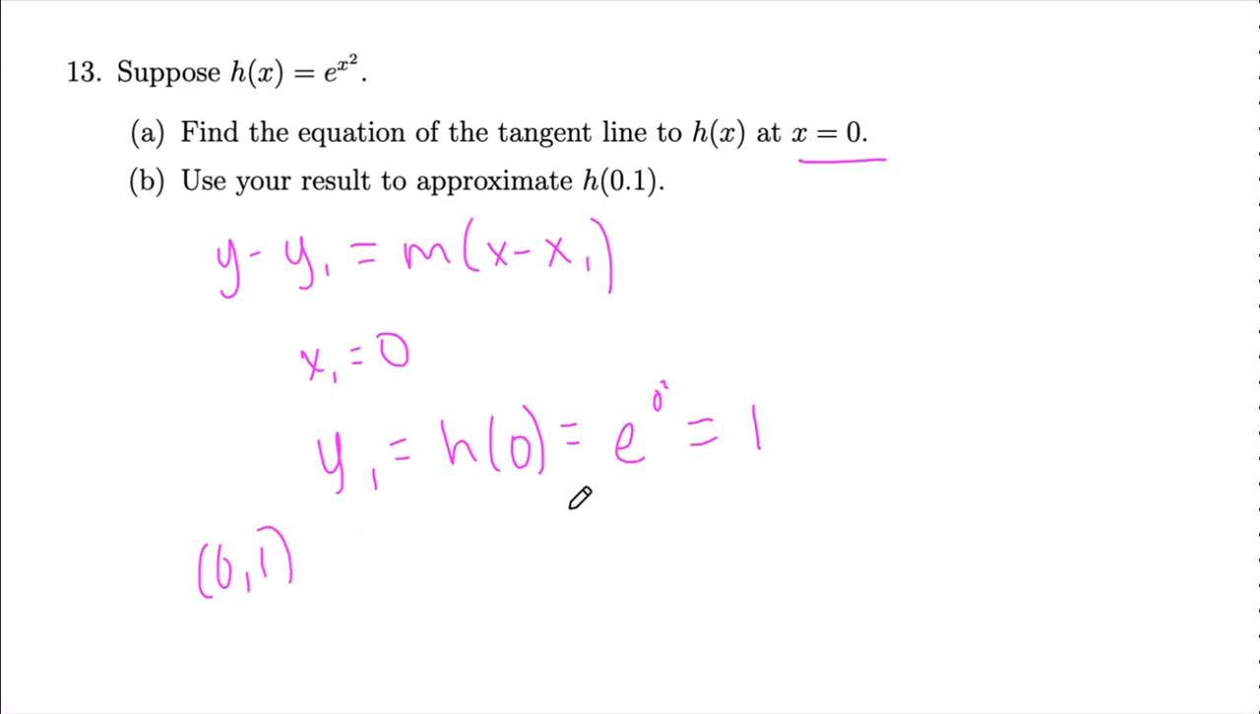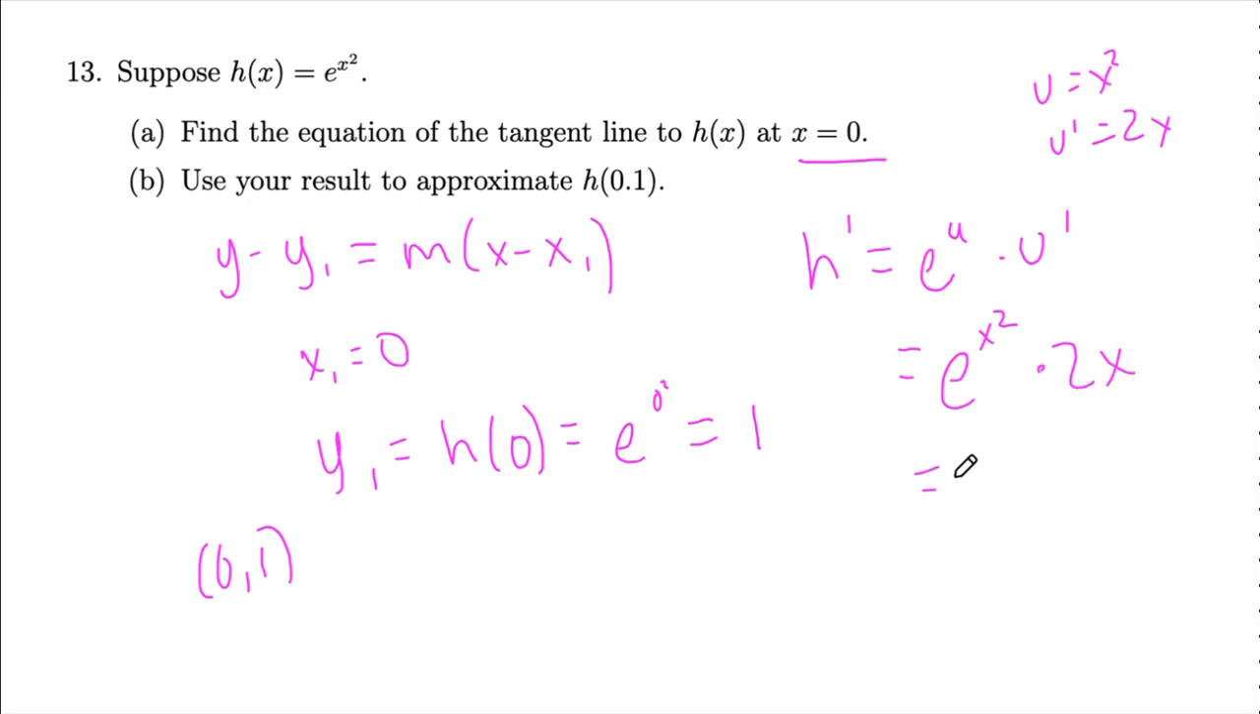Now let's go ahead and find our slope. So in order to do that, we have to take the derivative. So h prime would equal, let's go ahead and use u sub here. So let's let u equal x squared, and u prime would equal 2x. The derivative of e to the u is e to the u times u prime. And then plugging back in is e to the x squared times 2x, or just cleaned up a little bit, 2x times e to the x squared. And this, remember, is our derivative, which represents the slope.